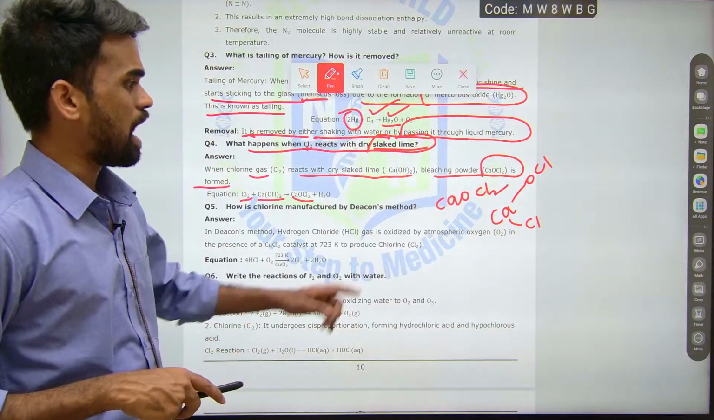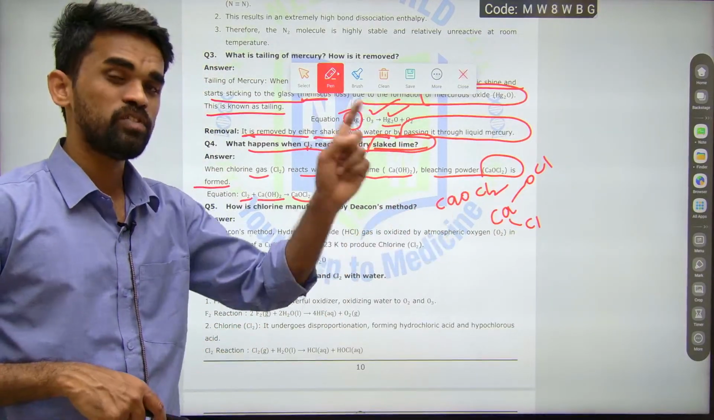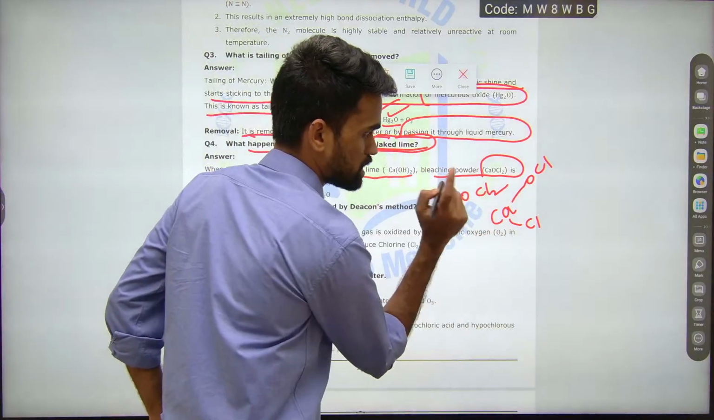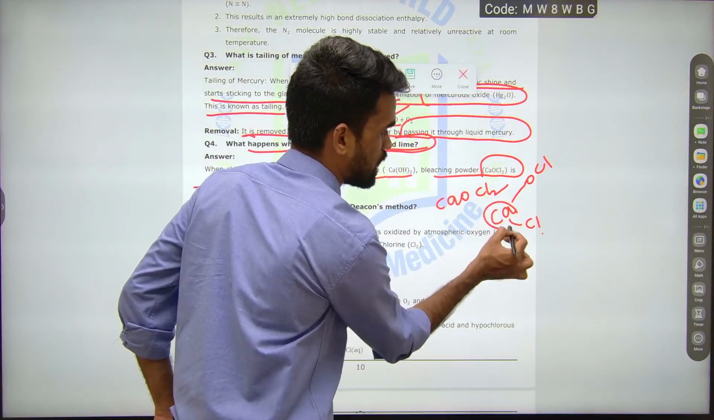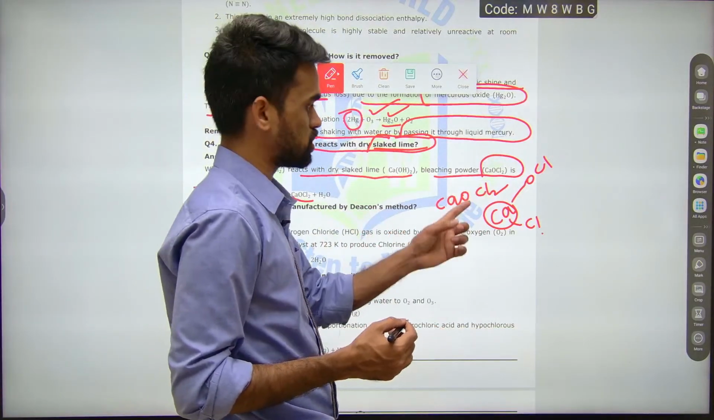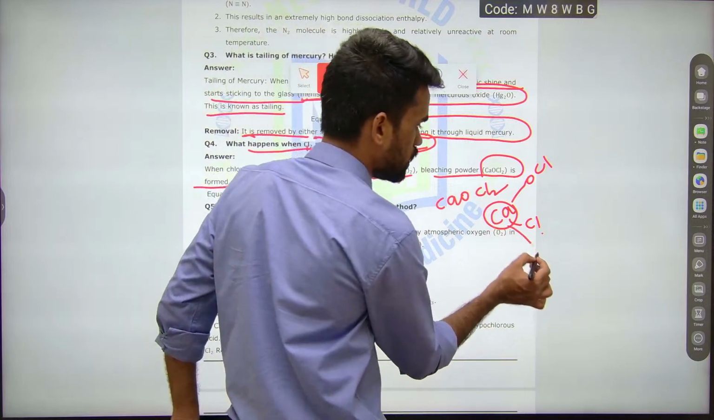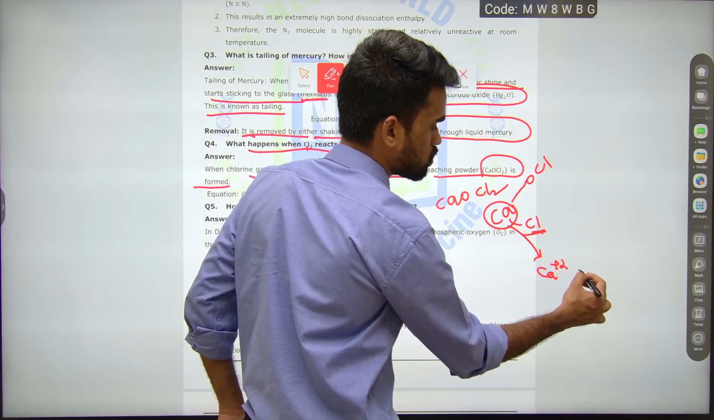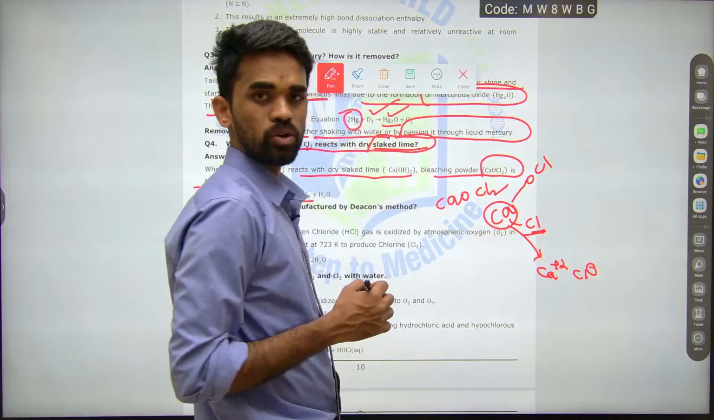Why am I adding this extra point? Yes, this is useful for your competitive exams like NEET, JEE and EAPCET. So here you are seeing chlorine is directly attached to the calcium. We know calcium is a metal, always in the positive oxidation state in compounds, right? So here it is in Ca+2 oxidation state. Chloride ion is more electronegative, so chlorine is in a negative form.